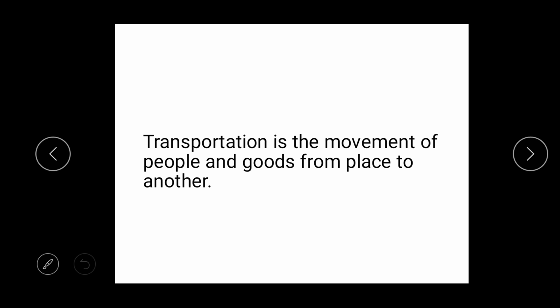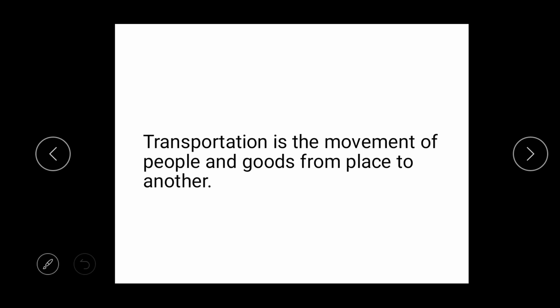For example, you wake up in the morning, then you move from the bedroom to the bathroom to have your bath. That means you have transported yourself from the bedroom to the bathroom. Okay? So moving from one place to another is a form of transportation.